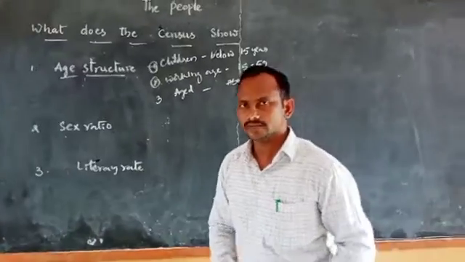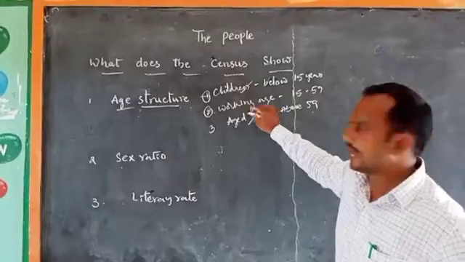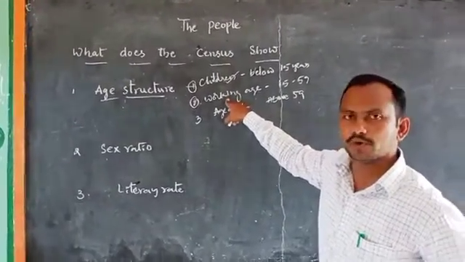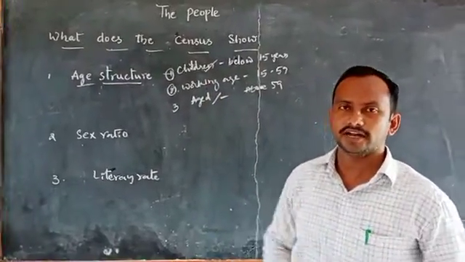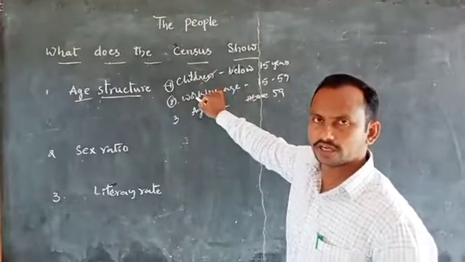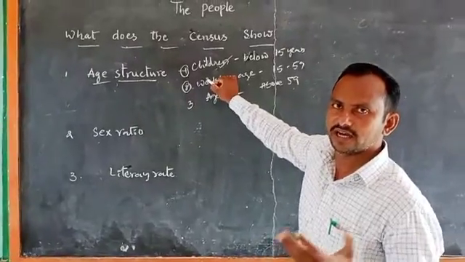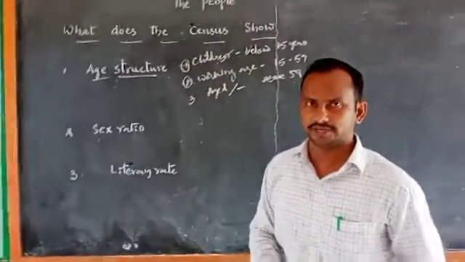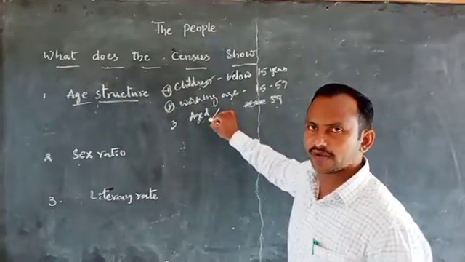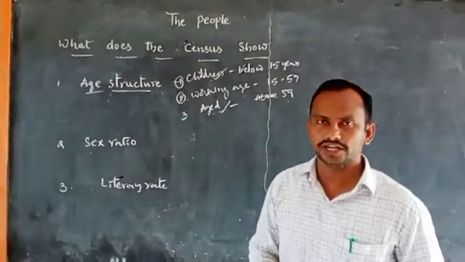This is the category. Already we discussed that these two categories, children and aged people, have to depend upon the working age population. This working age population is the income earners. These children have to depend upon this working age population for their food, clothing, shelter, education, or medical treatment. Listen carefully. Aged people also have to depend upon this working age population in their old age.